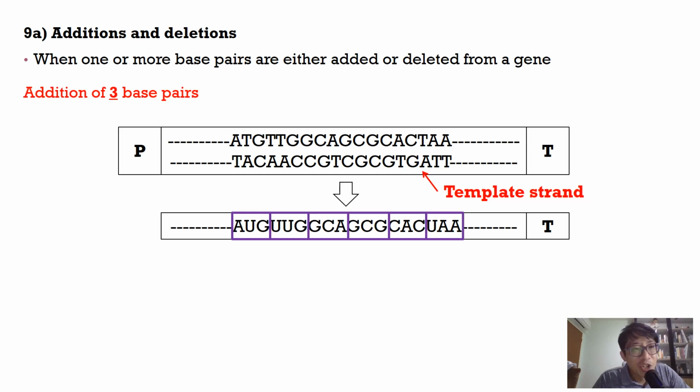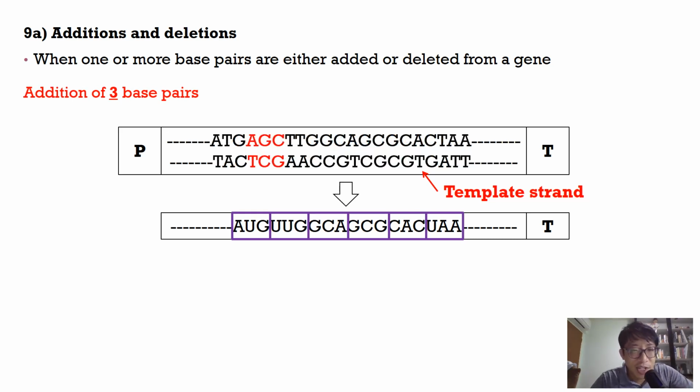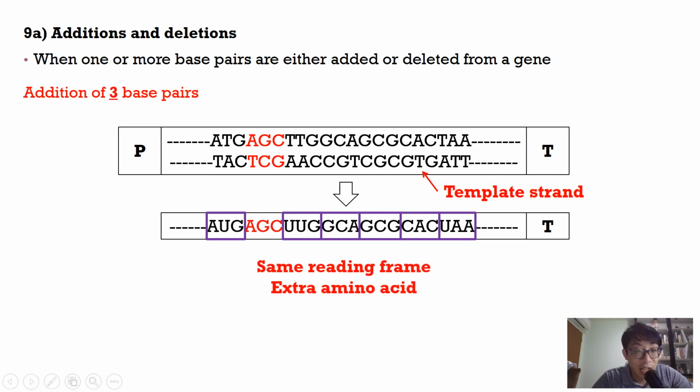So imagine there's an addition of 3 base pairs now, right? Addition mutation, an addition of 3 base pairs to the gene. So you can see the added base pairs in red. Addition of 3 base pairs together. So what happens is after transcription, there will be an additional codon, right? So that would also be translated, of course. The ribosome won't skip the codon, right?